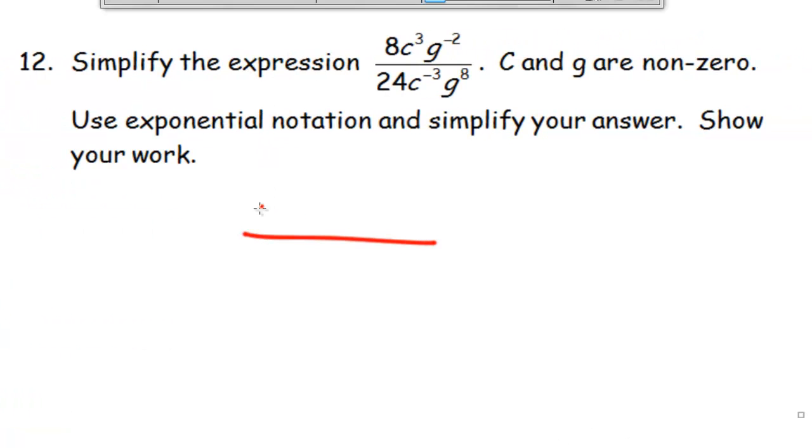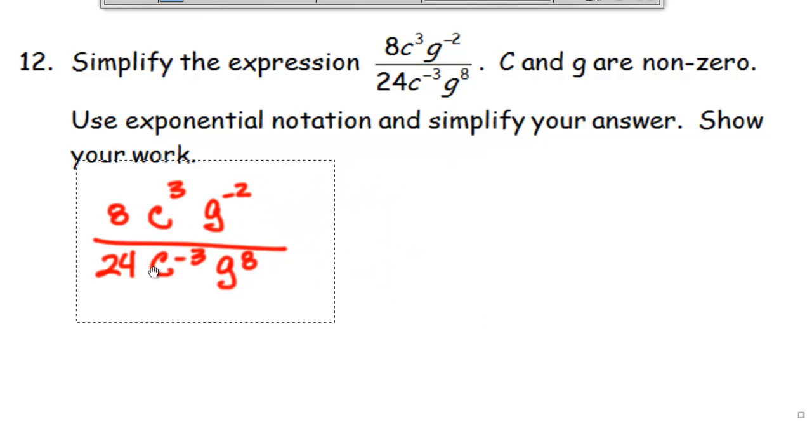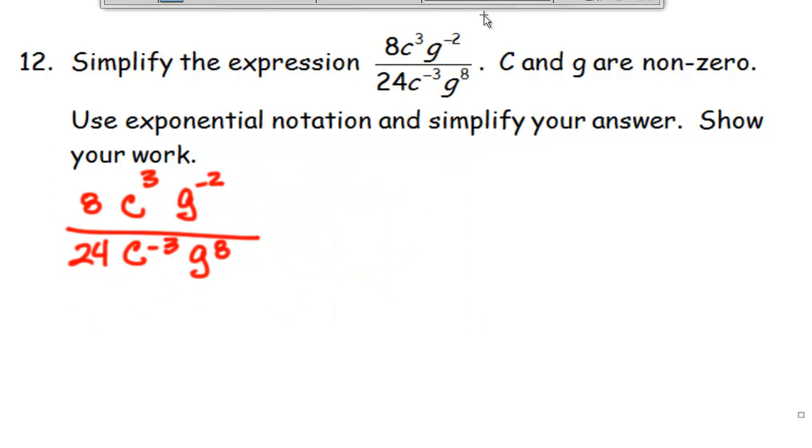So our next problem is 8 over 24, c to the 3rd over c to the negative 3rd, g to the negative 2 over g to the positive 8. Let me move this over here so I can give myself a little bit more room. Now what we want to do is to break this into pieces. So I've got 8 over 24. That's going to change to 1/3, right? Then I have c to the 3rd over c to the negative 3.